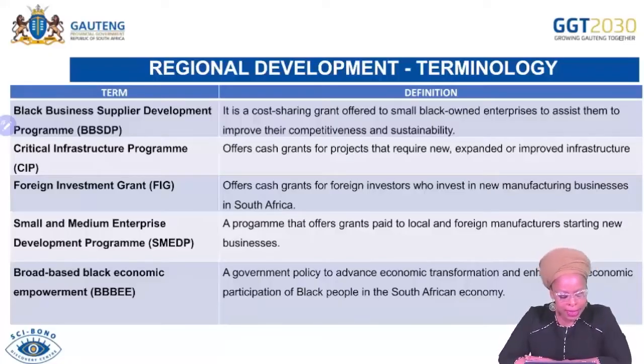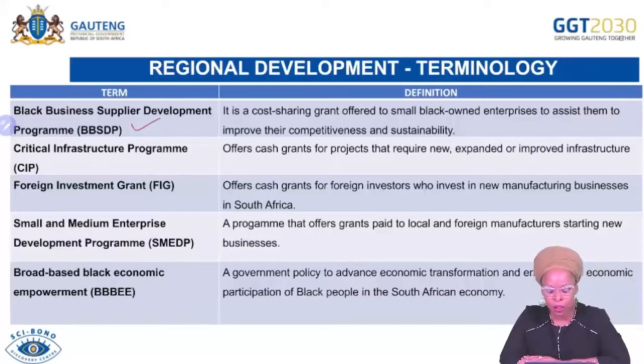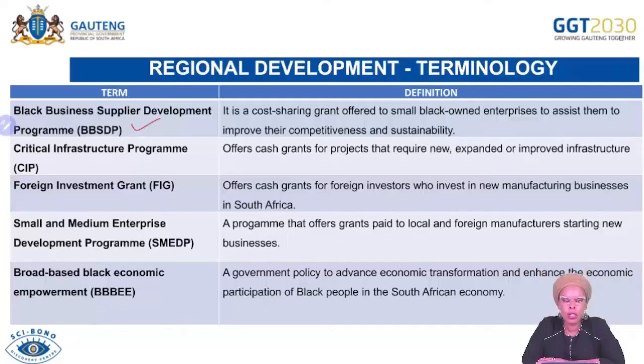Let's start with the Black Business Supplier Development Program. This is a cost-sharing grant offered to small Black-owned enterprises to assist them to improve their competitiveness and sustainability. We all know that if you own a business, you will incur certain costs. Some of these costs might be too much. So if you are a Black person and you own a small business, this is the grant that through the Department of Trade, Industry and Competition, one can access so that it can assist in terms of reducing cost of the business.